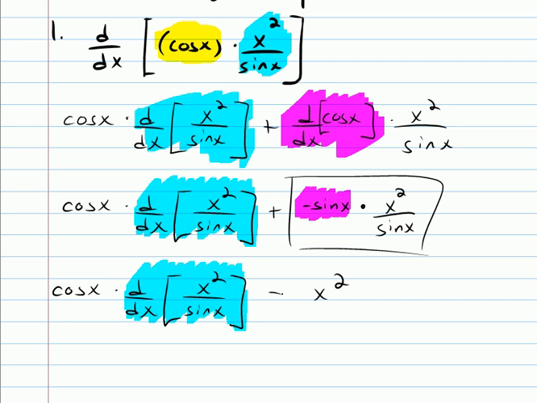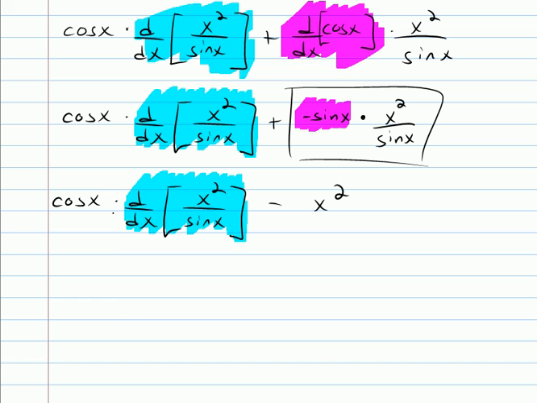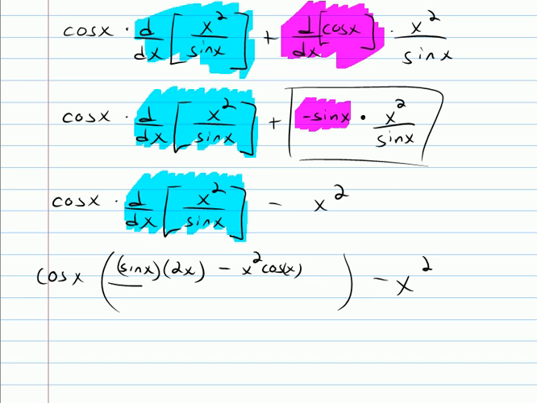We're closer. So now you got quotient rule on that piece in blue. So whatever that blue thing turns into, I'm going to put it in parentheses. So I don't want to lose the fact that whatever that turns into, I have to distribute cosine x to it. So let's say I got low d high minus high d low all over low squared.